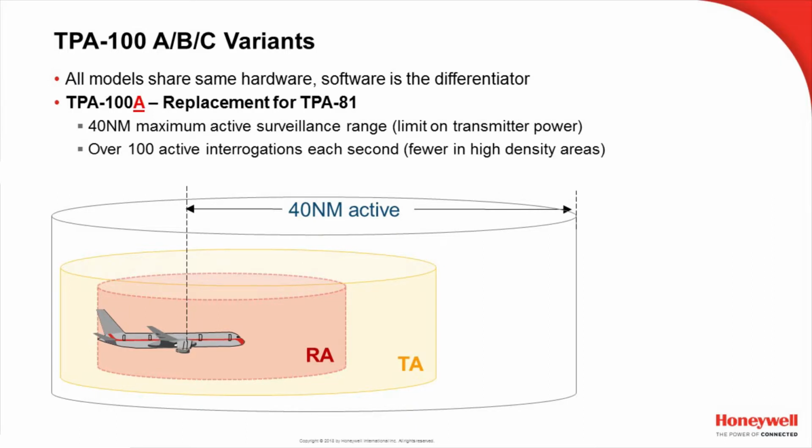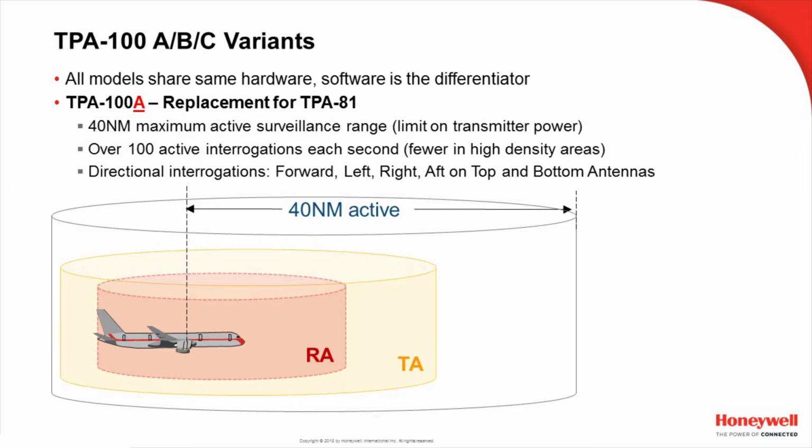One of the reasons for being concerned about limiting the transmit power is that the TCAS will transmit over 100 active interrogations each second. Now we transmit these 100 interrogations on both the top and bottom antennas in the forward, left, right, and aft directions. So it's a tremendous number of interrogations that are transmitted every second. And we have to take certain precautions so that we don't interfere with air traffic control radar, which of course is the more important, if you will, system that we don't want to interfere with.